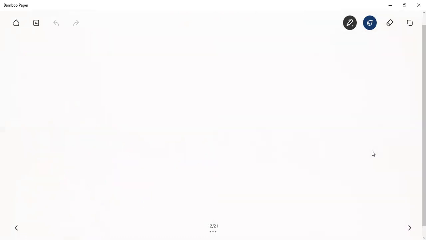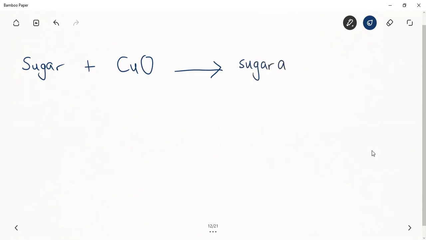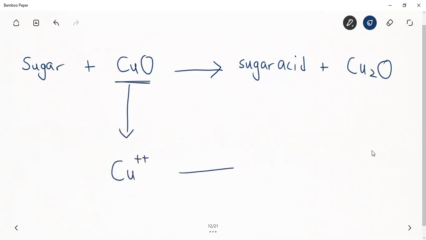Let's discuss this in more detail. What does reduction mean? Reduction means gain of electrons. So we have a reducing sugar, and then we have the reagent. The reagent is cupric oxide. The sugar will be oxidized to sugar acid, and the reagent will be reduced to cuprous oxide. In the cupric form, the oxidation state of copper is 2+, and in the cuprous form, the oxidation state is 1+.